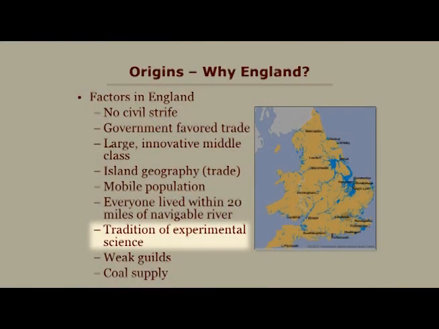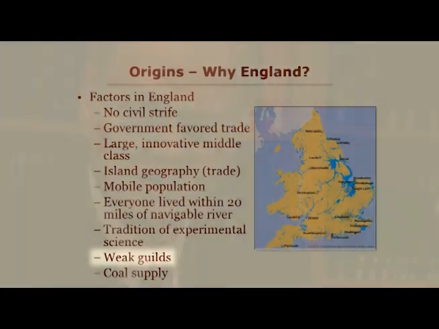There was also a tradition in England of experimental science, that is, the use of actual experiments rather than theory to solve problems of science and, of course, also technology. Further, the guilds, that is, the associations of artisans that were very powerful in Europe, were less powerful in England, and therefore they were able to move forward without the restrictions that could be imposed by the guilds.